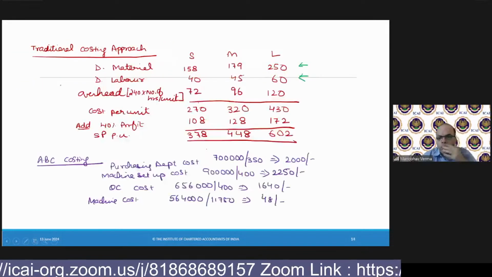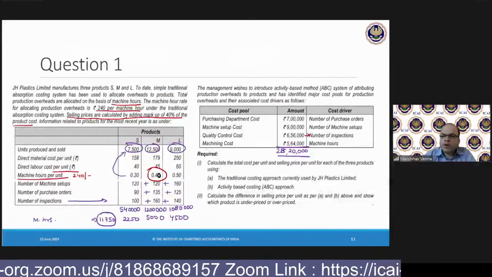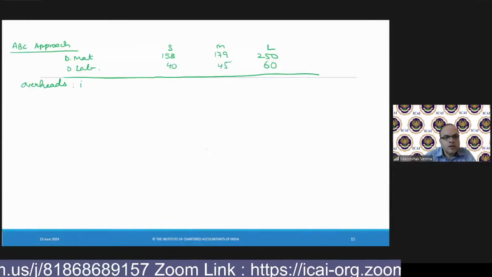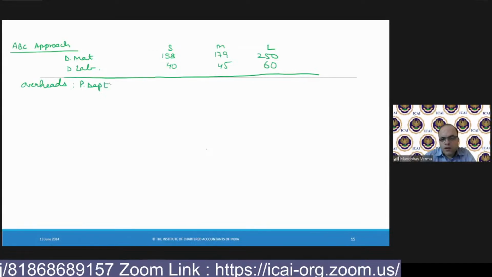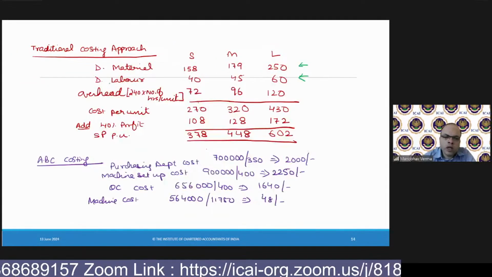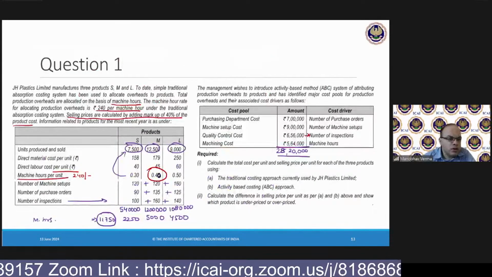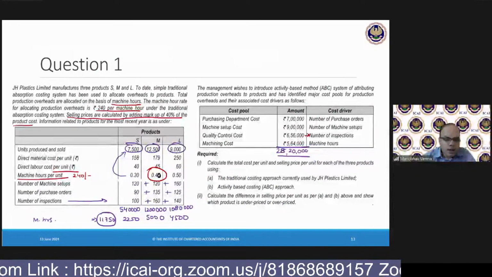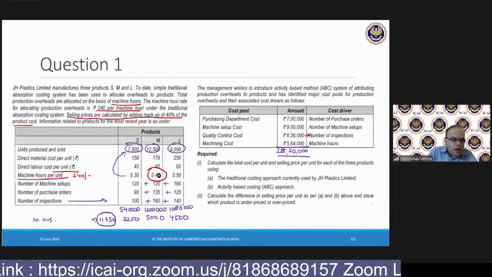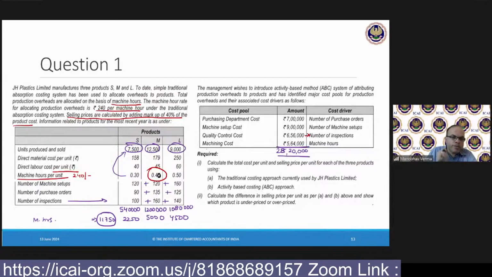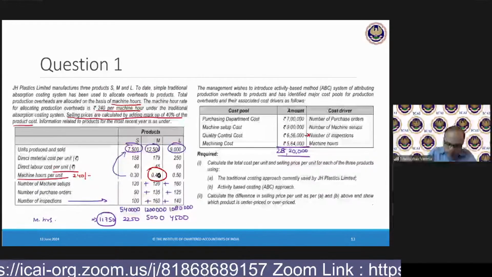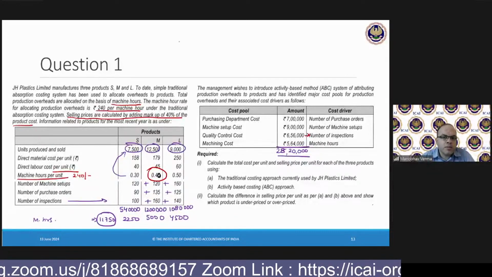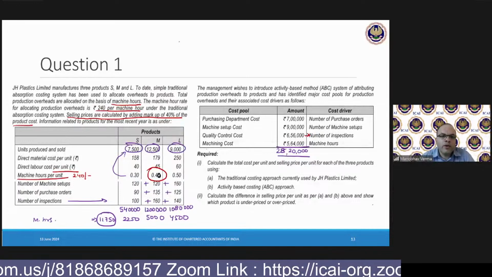So based on what we know, the purchasing department cost is 7 lakhs. We need to allocate that. So what was the rate we calculated? 2,000 per purchase order. So 2,000 per purchase order, and the number of purchase orders for S is 90. So we're looking at 1,80,000 here. Is everyone with me on this? How are we doing, guys?